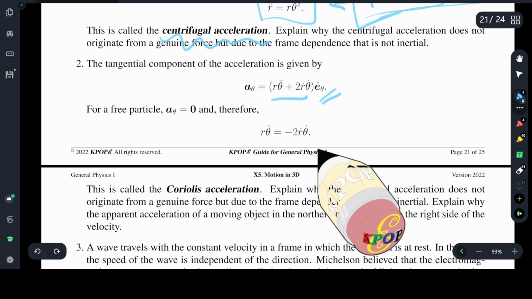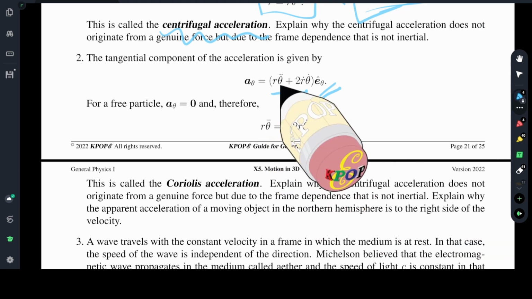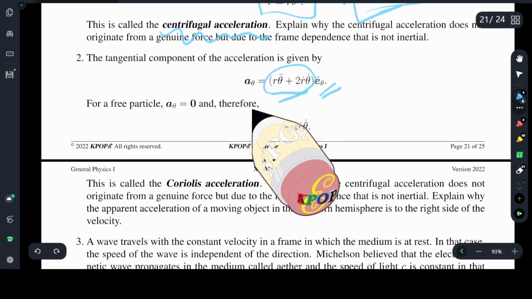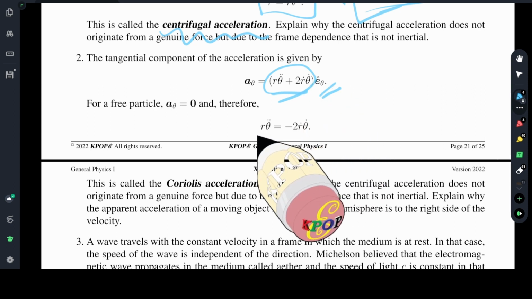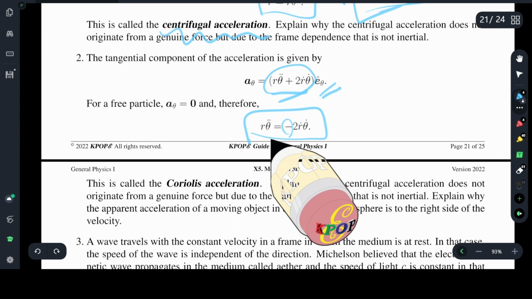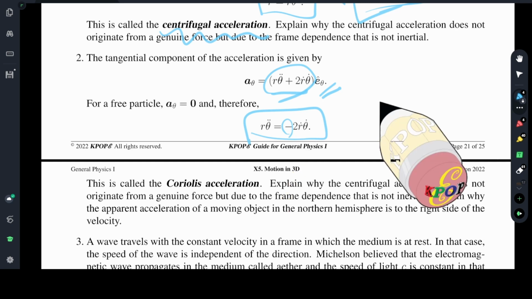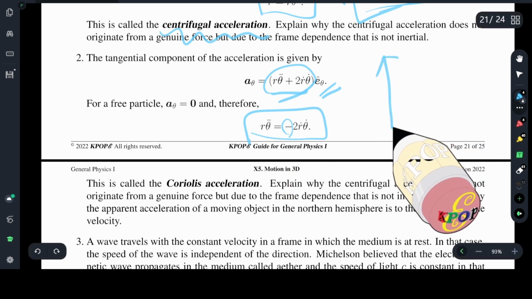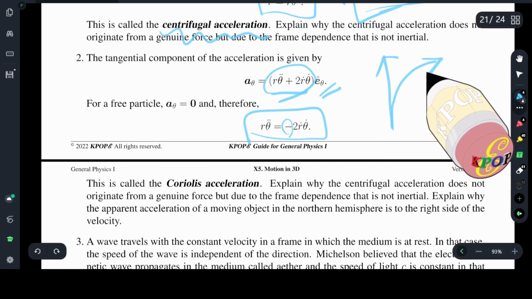In a similar manner, we have this condition. This is the tangential component of acceleration. If it vanishes, we find this carries the negative sign. So this is closely related to the Coriolis acceleration. When the wind blows in the northern hemisphere, it is not going straight, but going further to the right side of the forward direction.